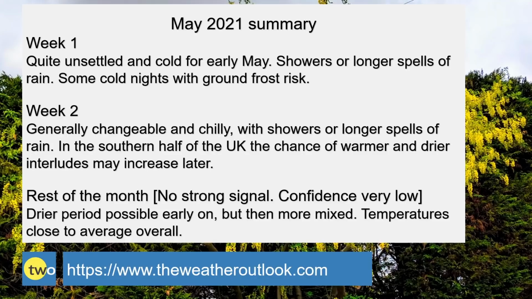The second half of the month has no strong signal. Confidence is always low, and on this occasion it's very low at this range. There are some indications, which are tentative, of a drier period developing early on, so perhaps between the 15th and the 20th of the month. Thereafter it becomes more mixed once again. Temperatures probably close to the average when taken over the half-month period as a whole.